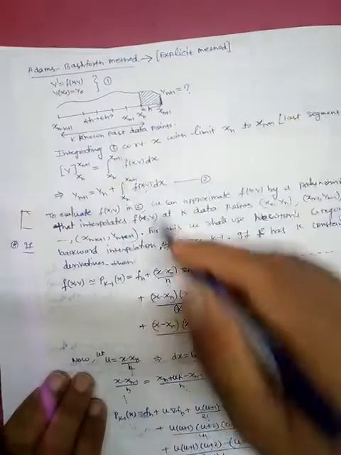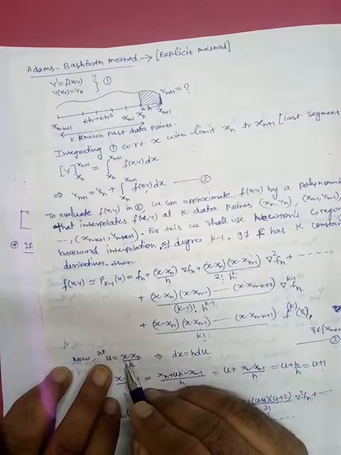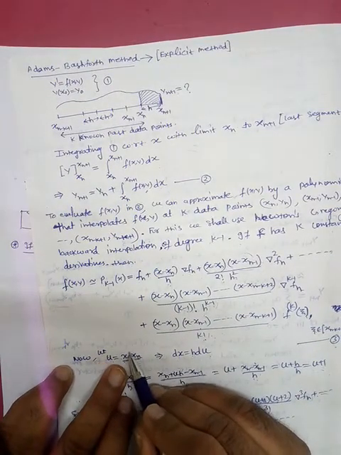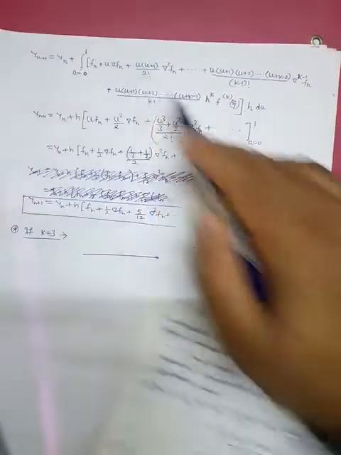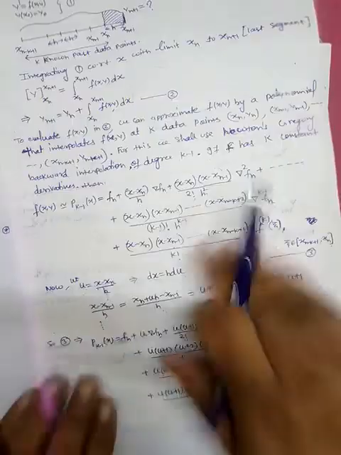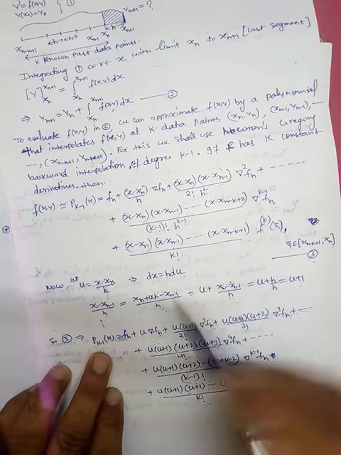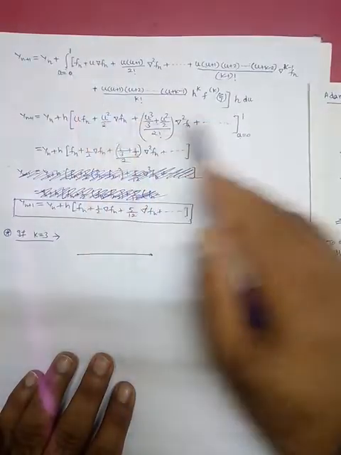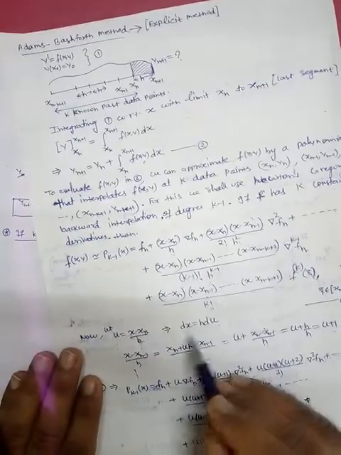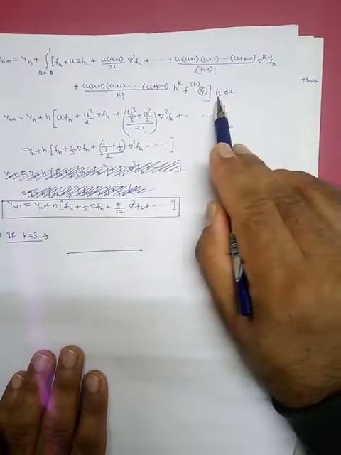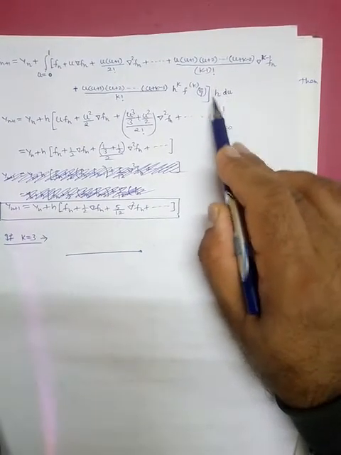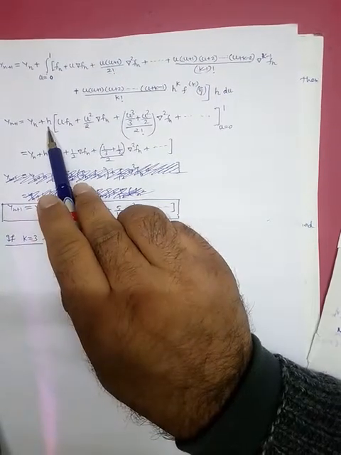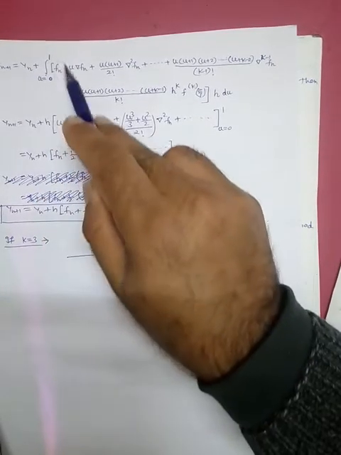When you put the upper limit xn plus 1 here, xn plus 1 minus xn is basically h, so h by h is 1, hence the upper limit is 1. And now this is replaced by this expression, this polynomial. And here we have dx, but dx is h du, so that's why h du. Now you can take this constant h to the starting position, and then integrate this.